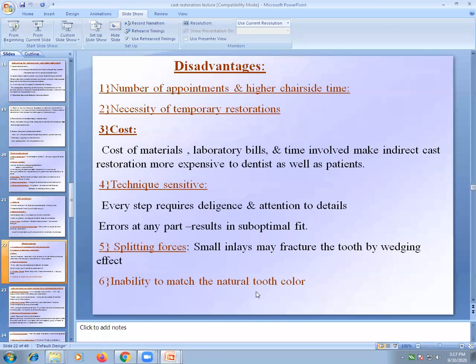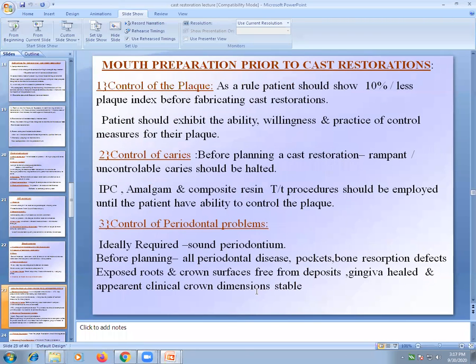But now this disadvantage is not there anymore, as we can prepare composite or ceramic veneers. The next one is more preparation prior to the cast restoration. It is just the clinical part. You have to remember, you have to control the plaque, control the caries, control the periodontal problems. Do the scaling and polishing before starting the case. Then you have to clear all the caries; rampant caries or uncontrolled caries should be halted.